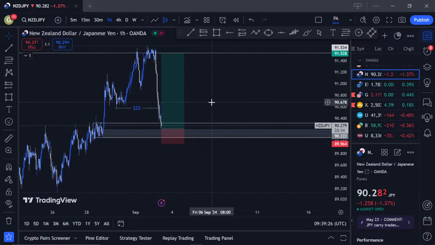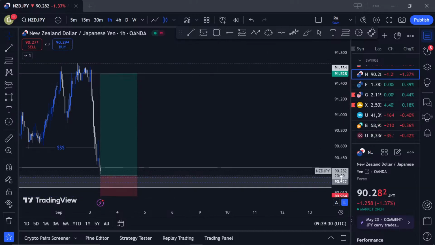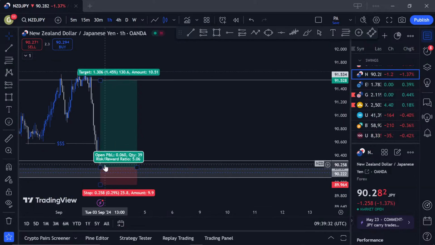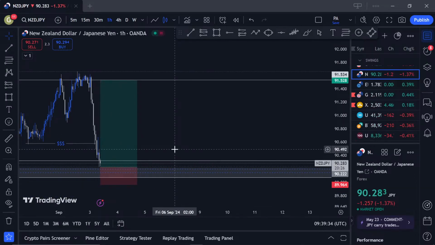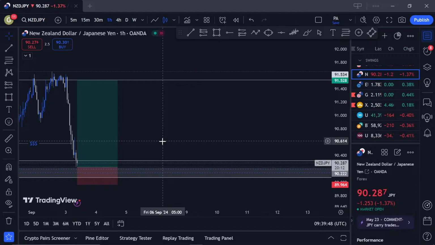On NZD JPY, if it gives us a 1 hour bullish close within this area, then we are taking a buy. That's simply it. But we need to make sure that our stop loss position is not more than 50 pips maximum. If the stop loss position looks too high to you, lower your lot size, because the higher the stop loss position we use, the higher we're also targeting. So you need to keep that in mind.